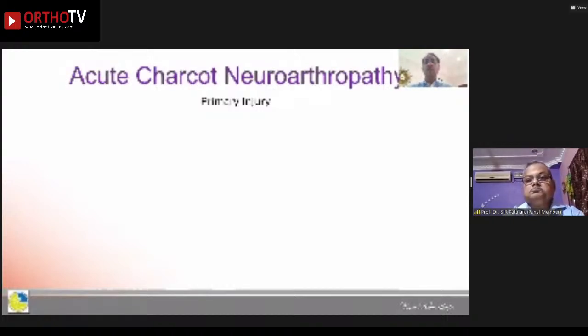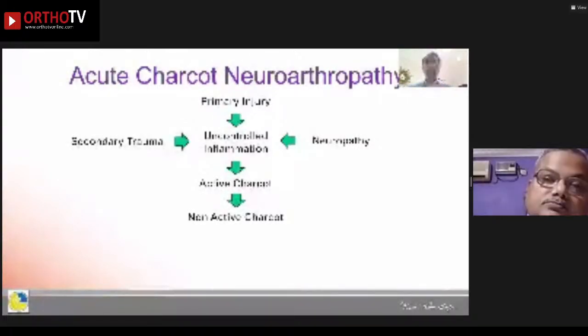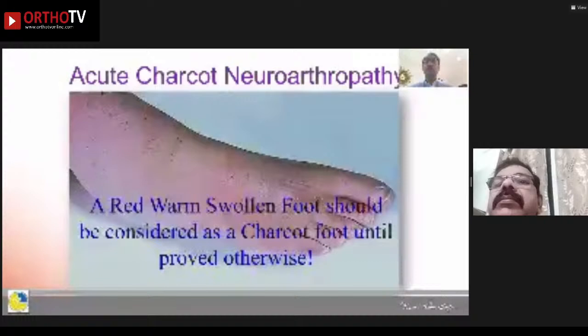In an acute Charcot, some trivial primary injury usually triggers uncontrolled inflammation due to lack of neurological control from peripheral neuropathy. The patient doesn't have normal sensation due to neuropathy, so doesn't experience any pain. The patient continues to walk, causing secondary trauma, and that establishes the active Charcot. If offloaded adequately, it develops into an inactive status, and eventually, with continued offloading, the Charcot heals. But during this process, quite often, the foot develops deformities, and that deformity becomes permanent.